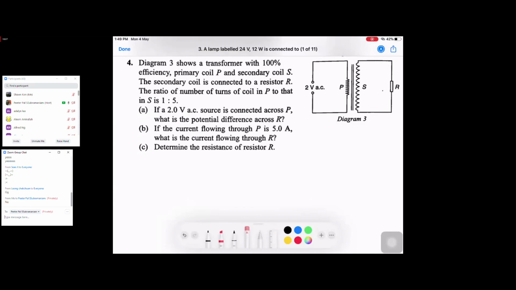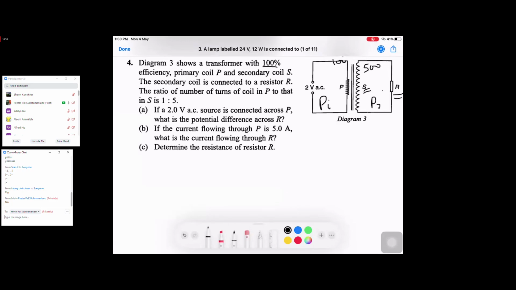Diagram 3 shows a transformer with 100% efficiency. Again, that means whatever input power is equal to output power. Primary coil P and secondary coil S. The secondary coil is connected to resistor R. The ratio of number of turns is 1 to 5, so S is 5 times more than P. You can take your own value. I will take an easy one, 100 and 500.